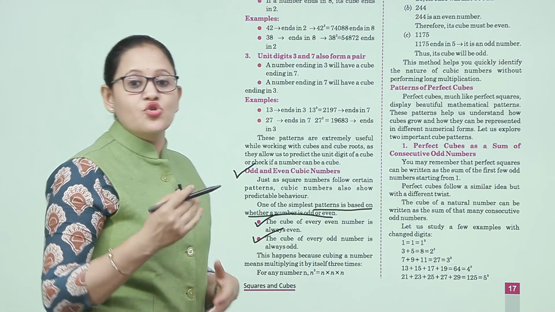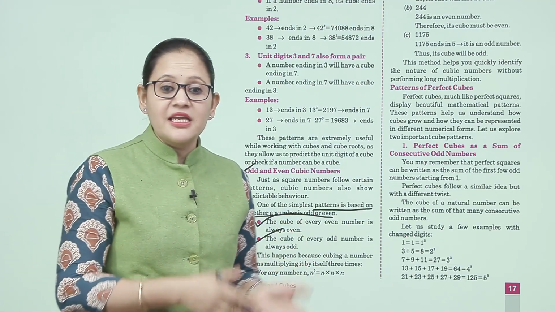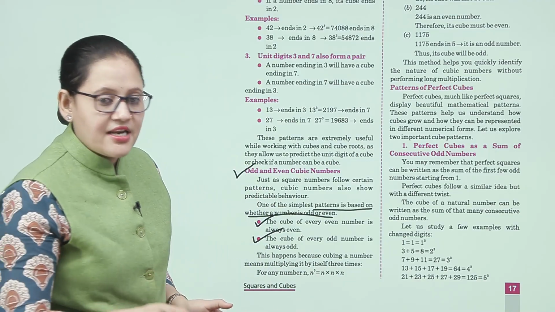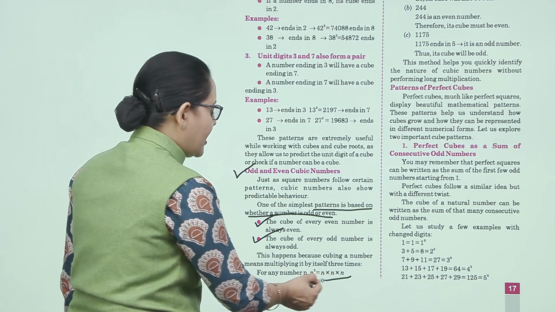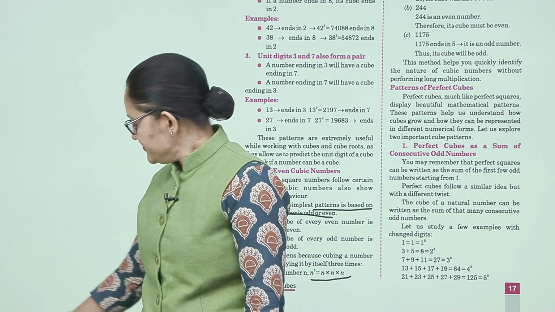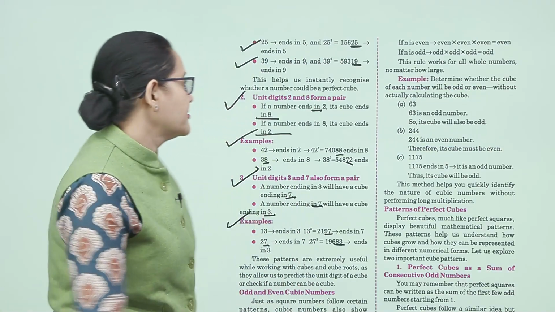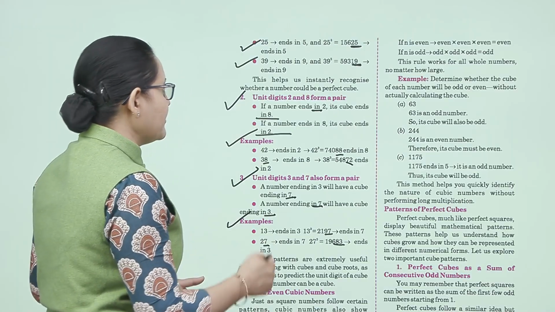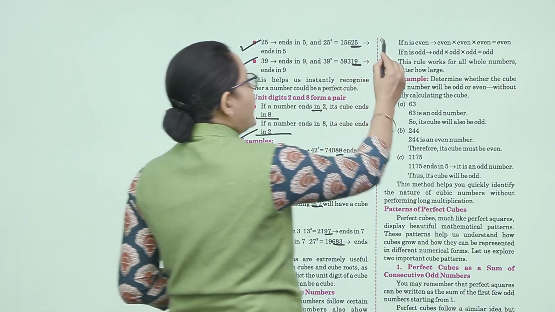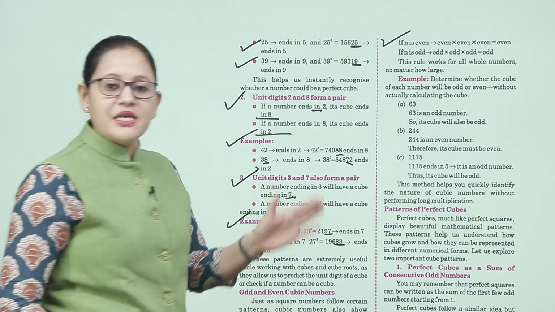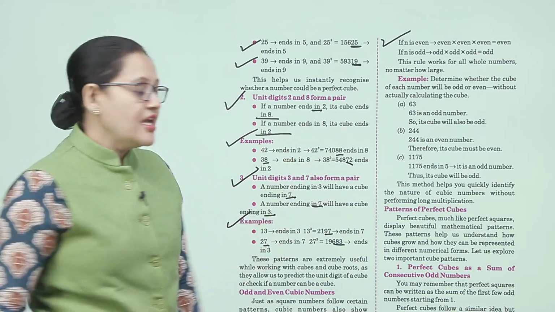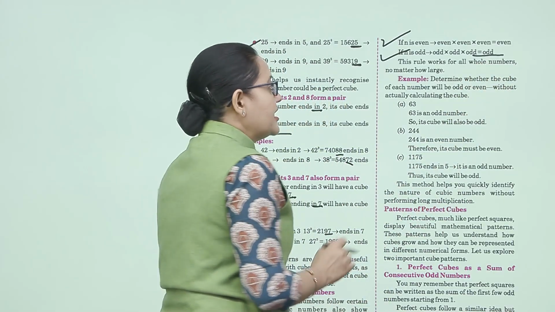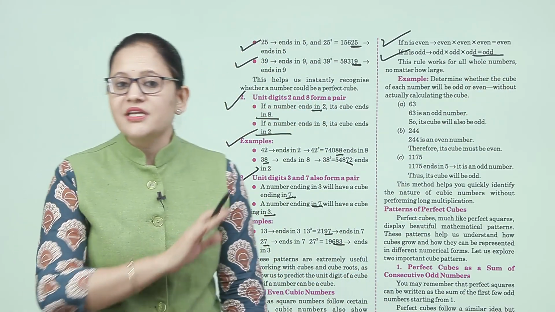This happens because cubing a number means multiplying it by itself 3 times. For any number n, the cube of n equals n into n into n. So the cube of the number is n multiplied by n multiplied by n. If n is even, then even multiplied by even multiplied by even is even. If n is odd, then the cube will be odd. This rule works for all whole numbers no matter how large they are.